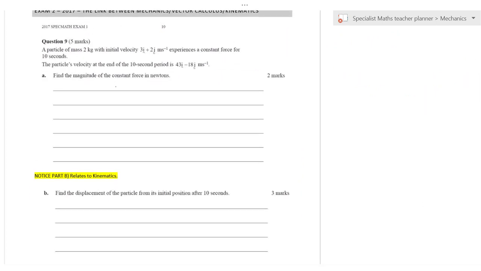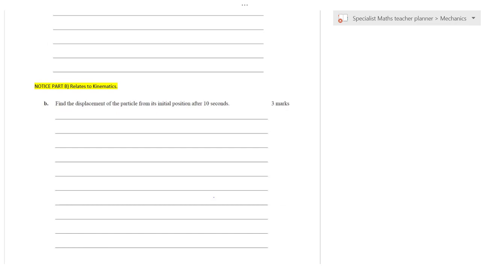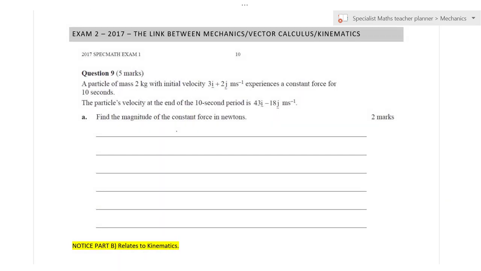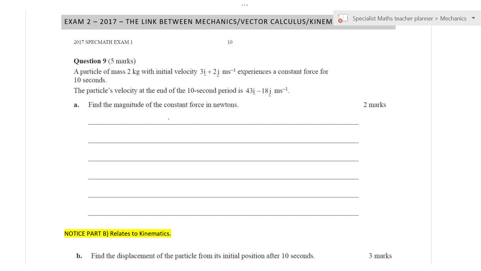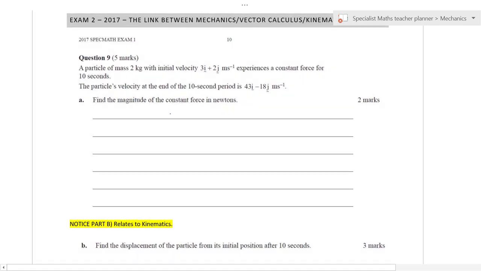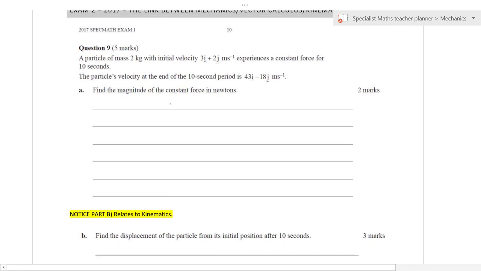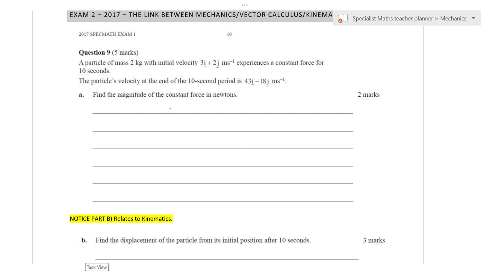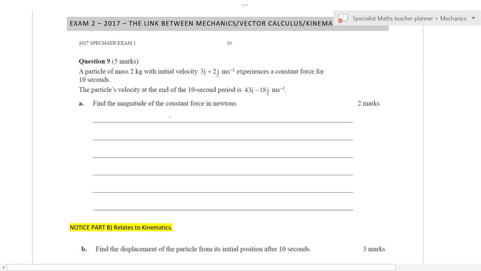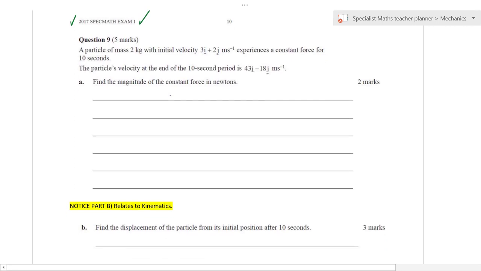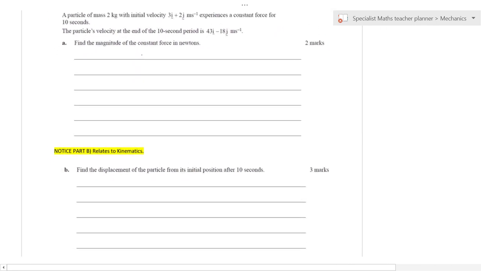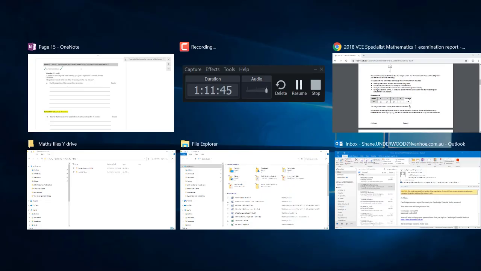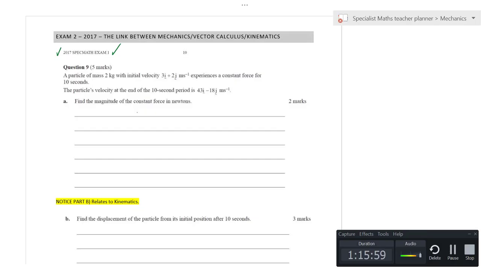Okay, and this is the last question. I know it's been a long video, but we've gone through all of mechanics, all of chapter 13. Now, I want you to read this question. There's a relationship between kinematics, mechanics, vector calculus, and all of those sorts of things. This is from the 2017 exam 1, and look at that, 5 marks, 12.5% related to this. So it's pretty important, particularly for your exam 1. Have a go at it right now.